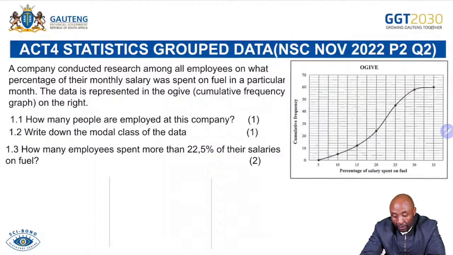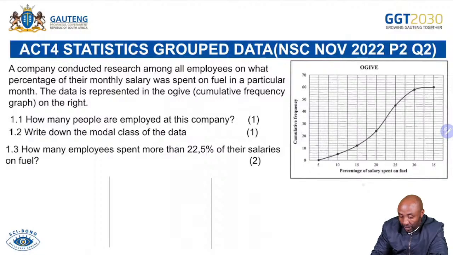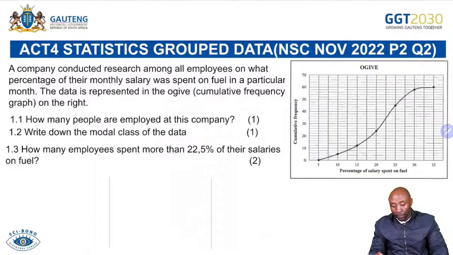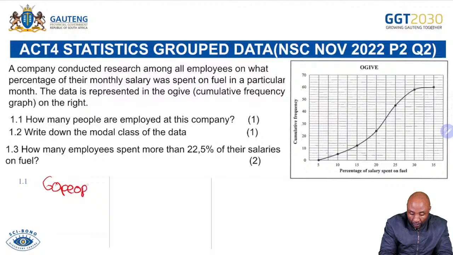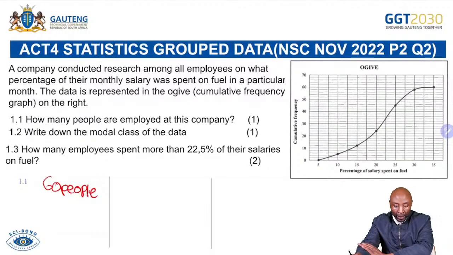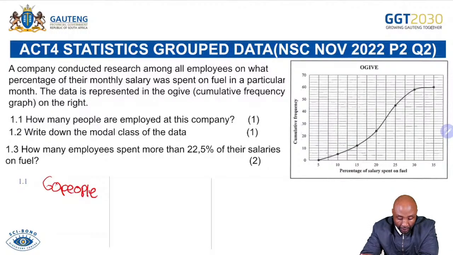Now, from this, you are able to read, because here we have our percentages, here we have our cumulative frequency. The last point there will have coordinates 35 and 60. So our answer there, how many people are employed? We read it from the graph. It will be 60 people. The next one says, write down the modal class interval for the data.